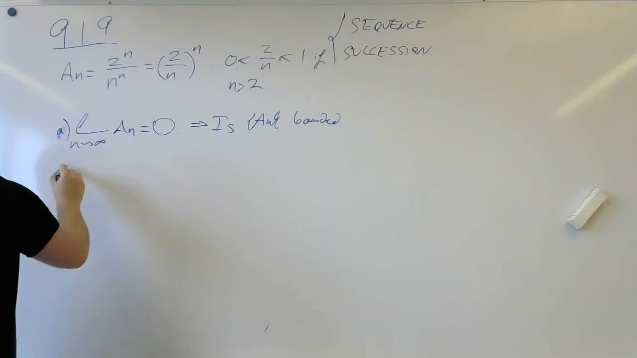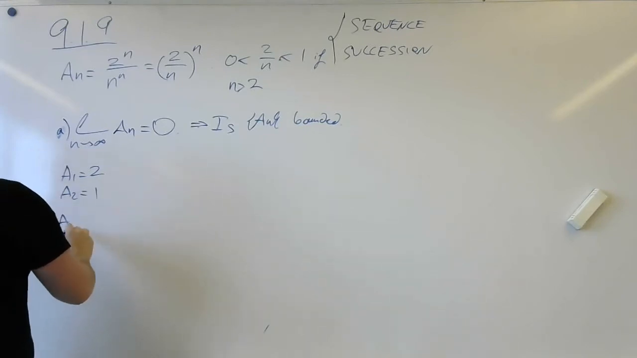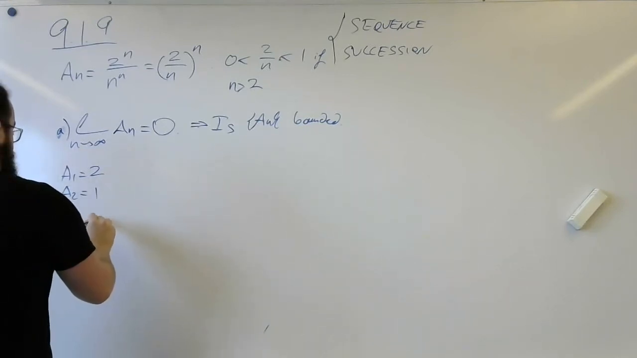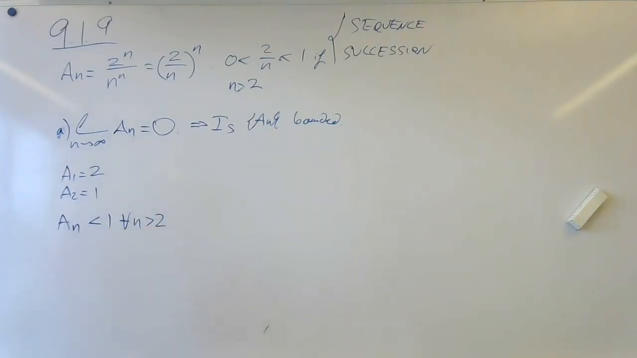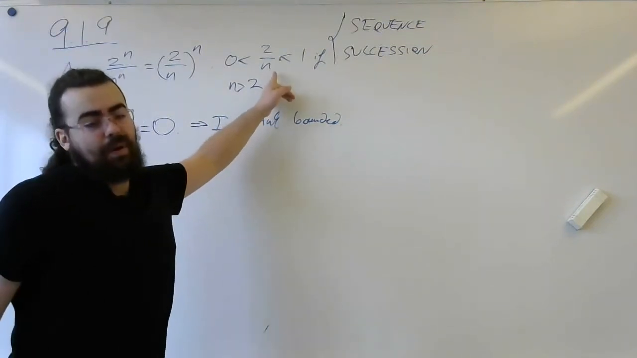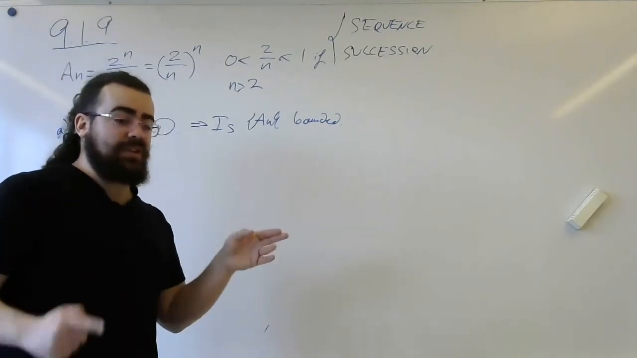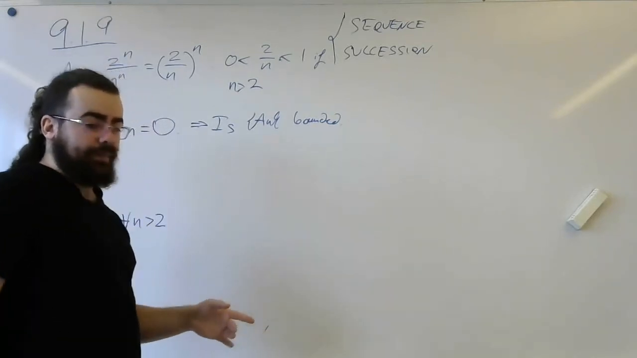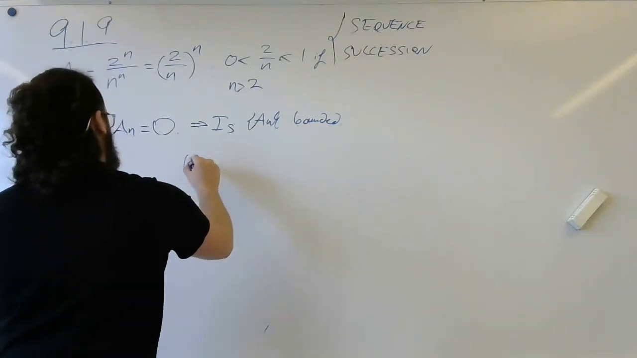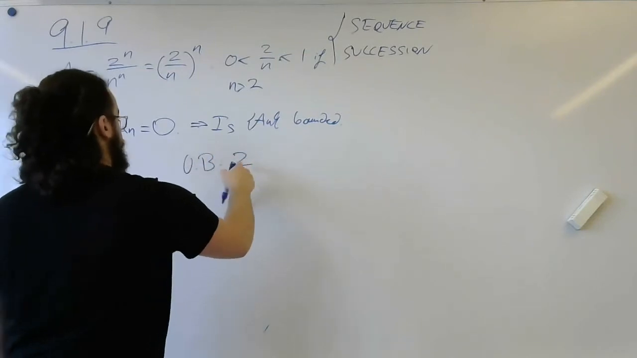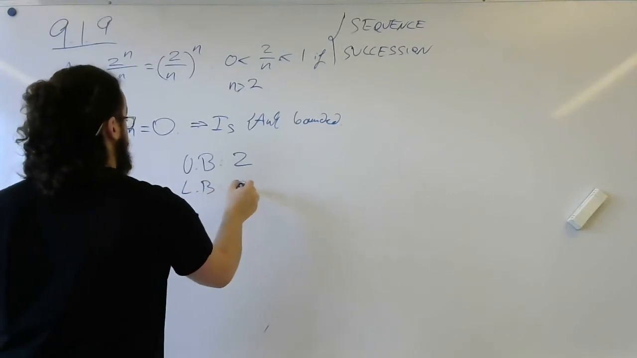Now let's see what happens. We know that A1 is 2, A2 is 1, and An is smaller than 1 if n is greater than 2. The reason why is this. A power of a number, a power of a base that is smaller than 1, is between 0 and 1. That number is also between 0 and 1. So really, the upper bound would be 2, and the lower bound would be 0.